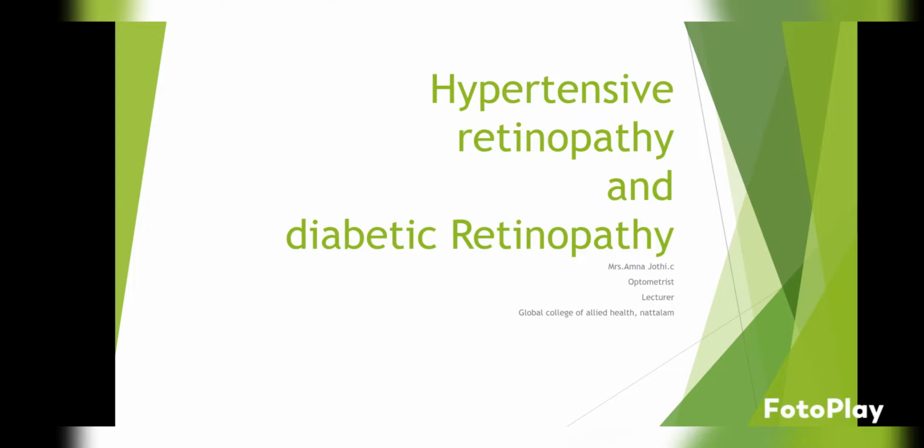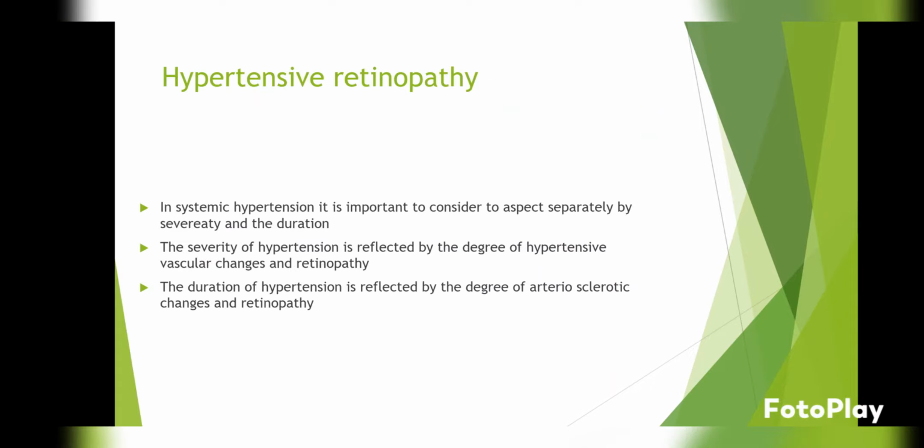Today the topic is hypertensive retinopathy and diabetic retinopathy. Hypertensive retinopathy: in systemic hypertension, it is important to consider two aspects separately, severity and duration. The severity of hypertension is reflected by the degree of hypertensive vascular changes and retinopathy. The duration of hypertension is reflected by the degree of arteriosclerotic changes and retinopathy.